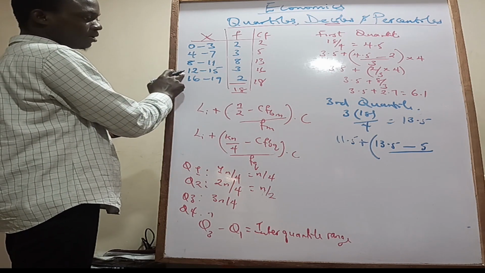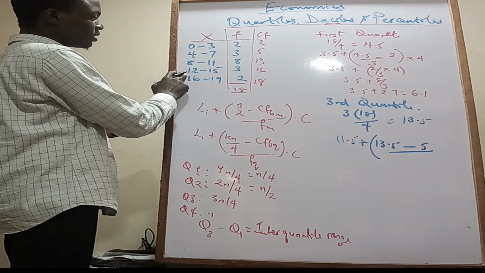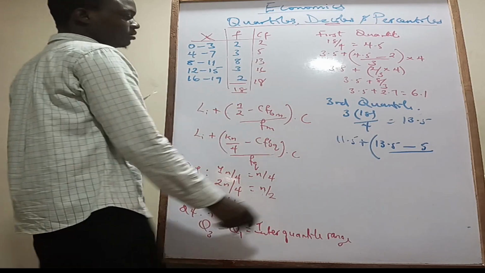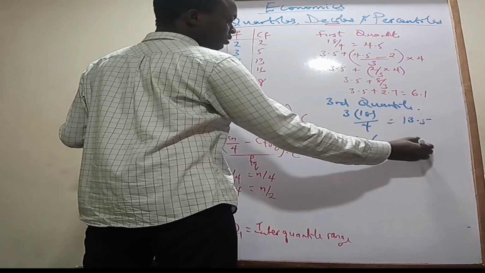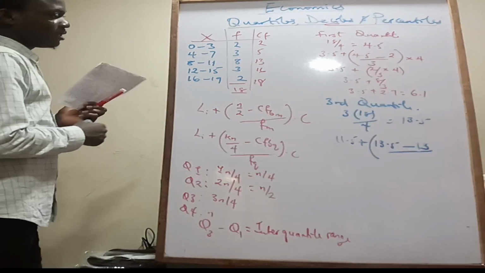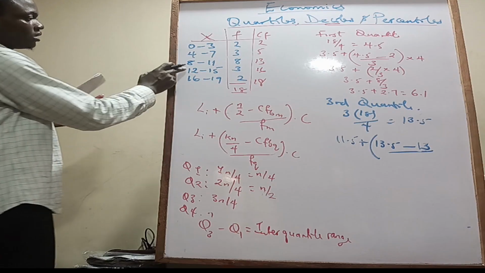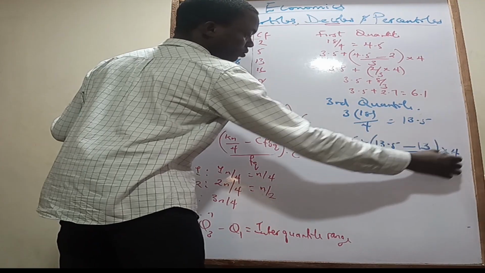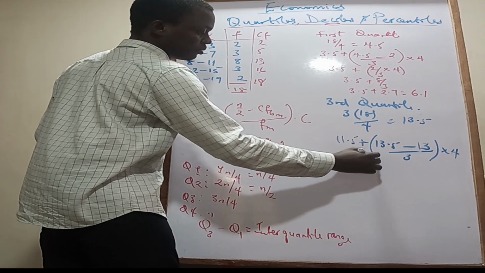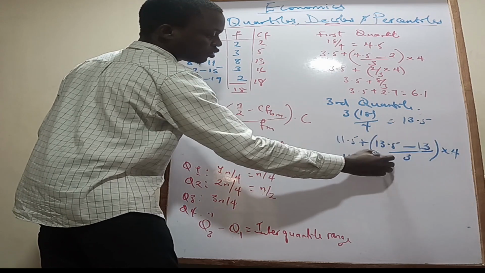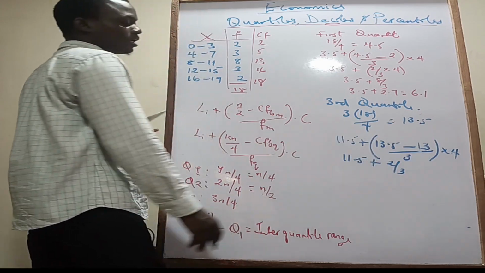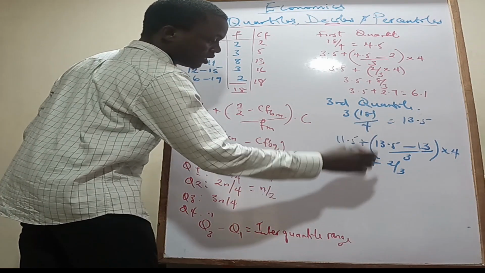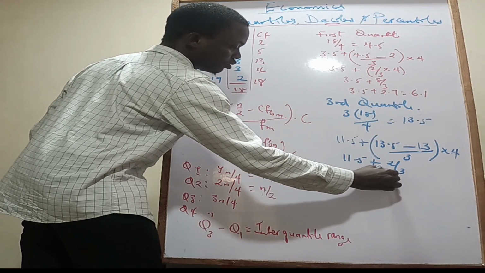Yeah, this should be 13. So 11.5 plus 13.5 minus the cumulative frequency before, which should be 13. Then divided by the frequency of the quartile class, which is 3, then multiplied by 4. So 11.5 plus 0.5 times 4, which is 2 over 3. That's 0.67, approximately 0.7. So we add 0.7 to 11.5, which gives us approximately 12.2.